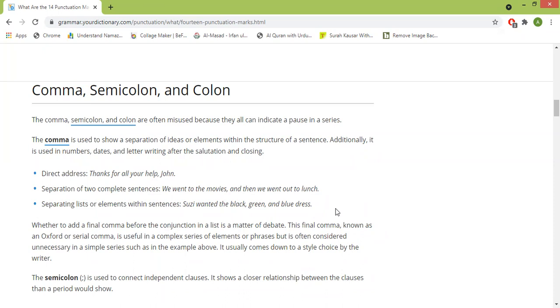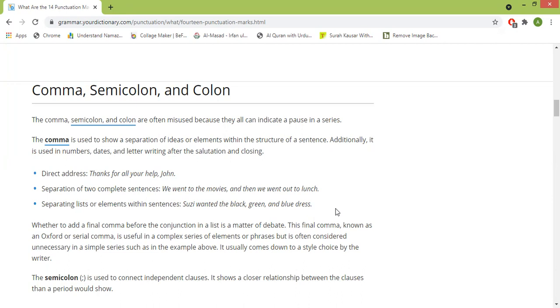And moreover, it is used in numbers and dates. Remember, we use it in dates, and in letter writing we use a comma after the salutation and closing. Dear sir, comma. Closing: Yours sincerely, yours truly, comma. So there we use a comma.